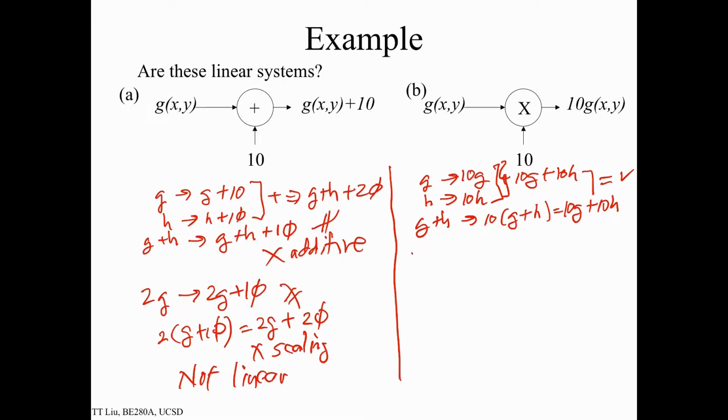Similarly, if I imagine 2G, I would get 10 times 2G, which equals 20G. That is equal to 2 times my original output 10G. So these two things are equal, and so we do have a linear system.